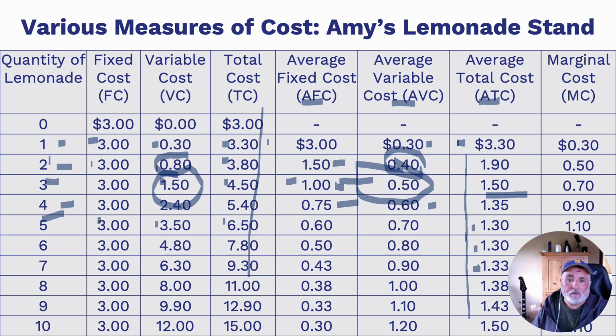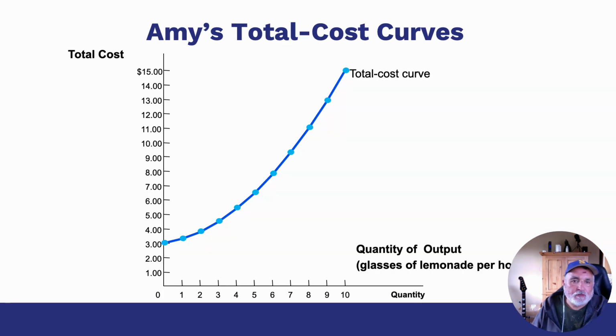Average total costs are the lowest. It tells us something about how we should be producing, which we'll do right now. All right, next we have the average total cost curve. So this is just the cost curve that we gleaned from the previous table.